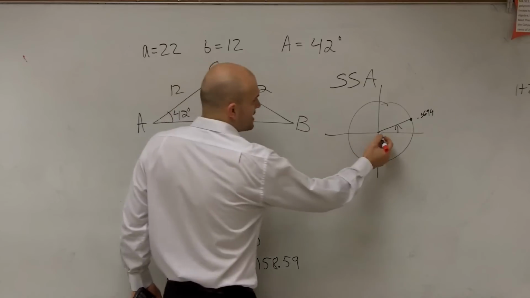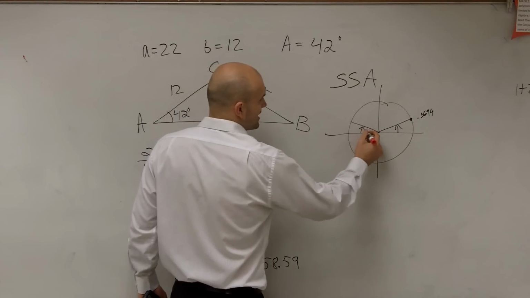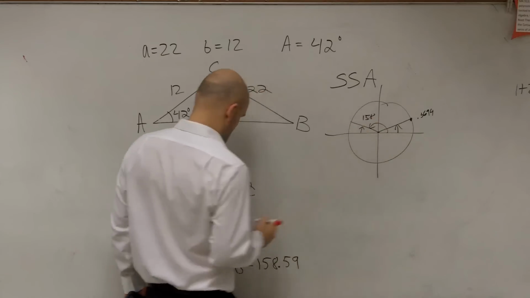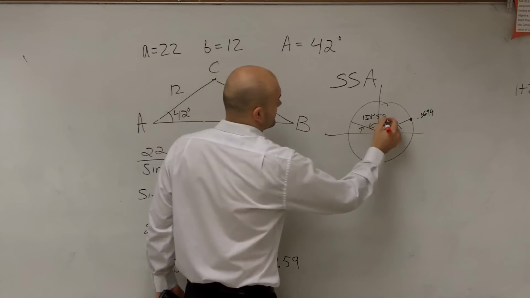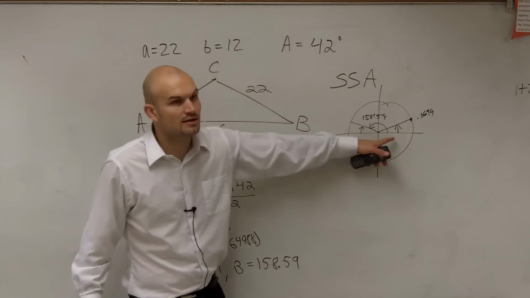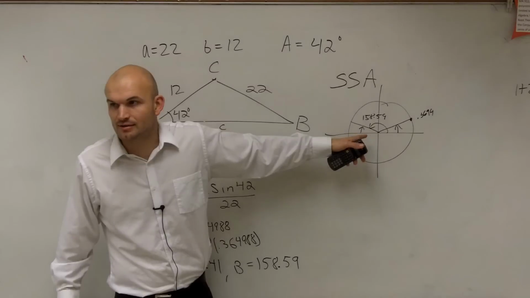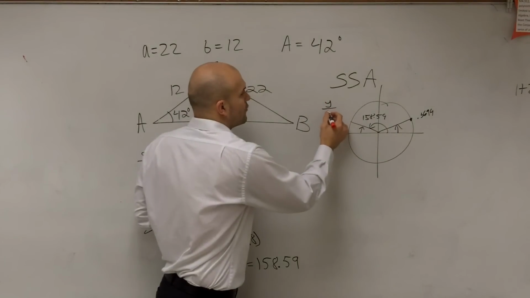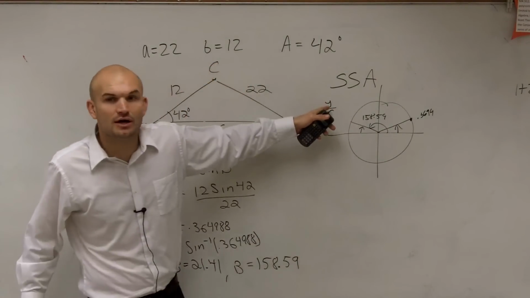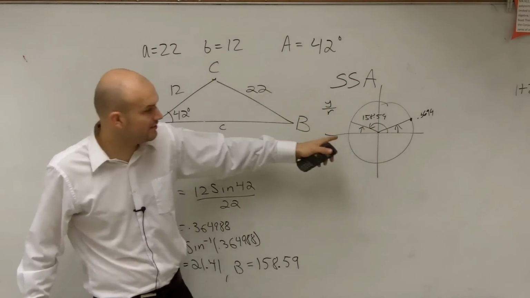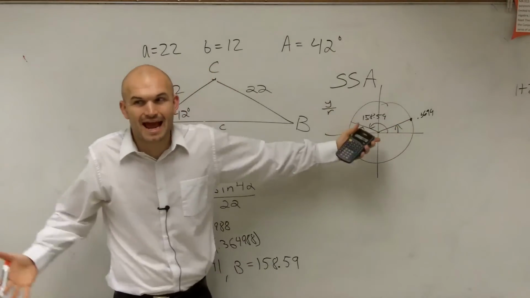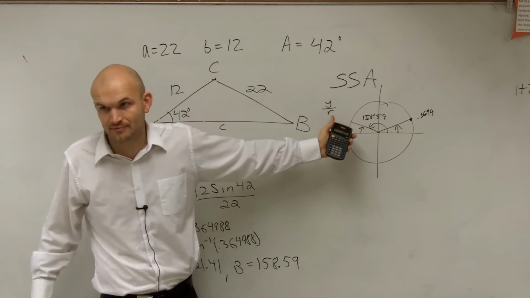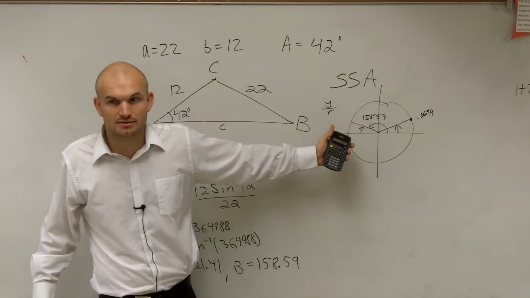But if you notice, if you use this as a reference angle, this would be 158.59. Those are going to have the same sine value, because remember, it's y over your radius r. For these two angles, they have the exact same sine value, because sine is positive. Do you notice that?